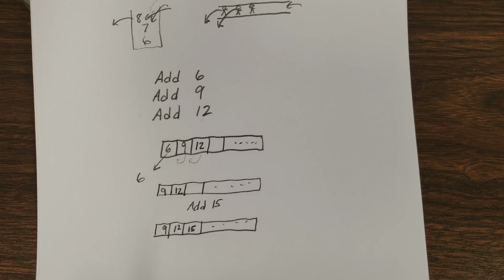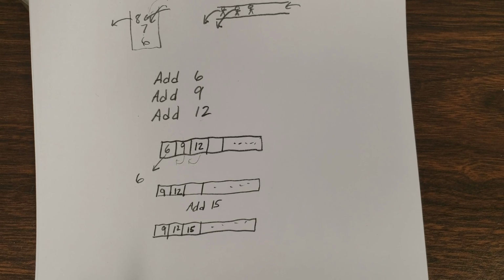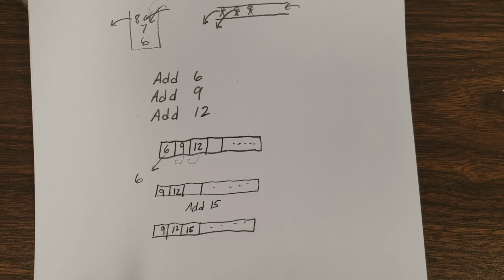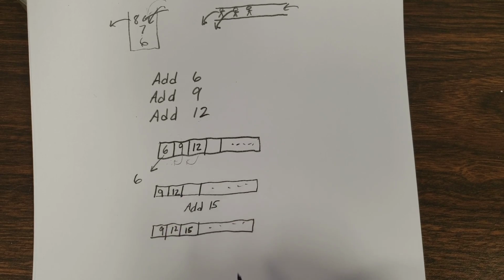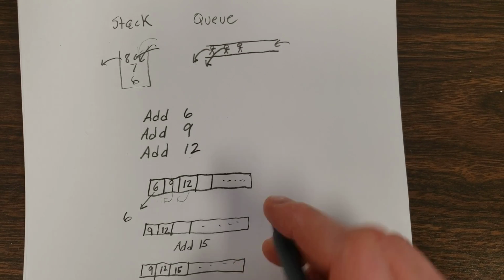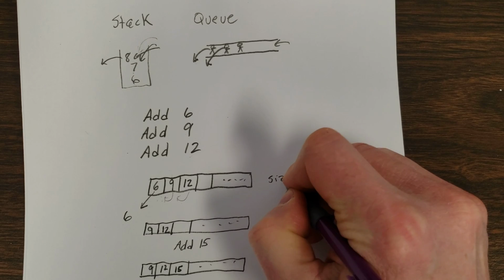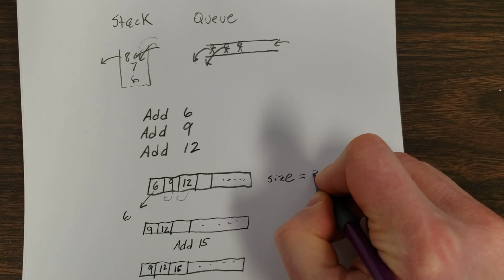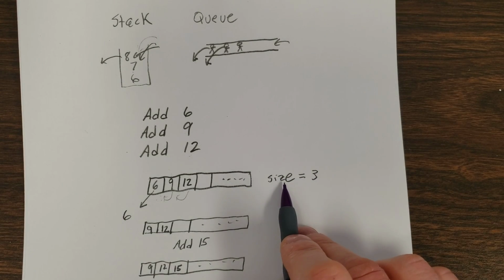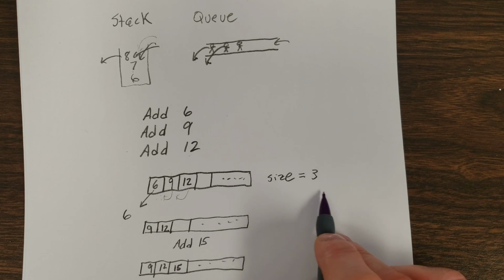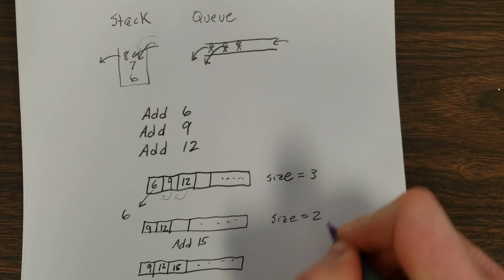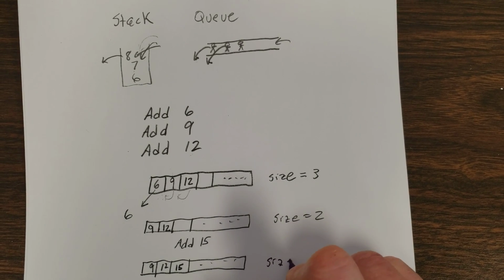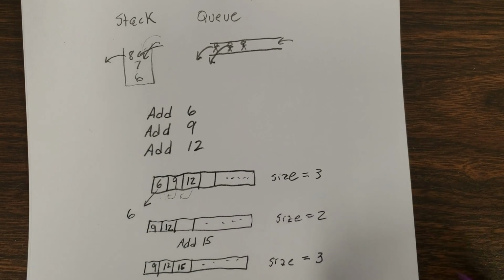Now, one of the things that we want to keep track of is the size of the array. And by that, we don't mean the capacity of the array, we mean the number of valid elements. So in this case, we would say that size would equal 3. So the size, the number of elements, is going to be 3. Here, the size is equal to 2, and here the size is, since we added, again equal to 3.